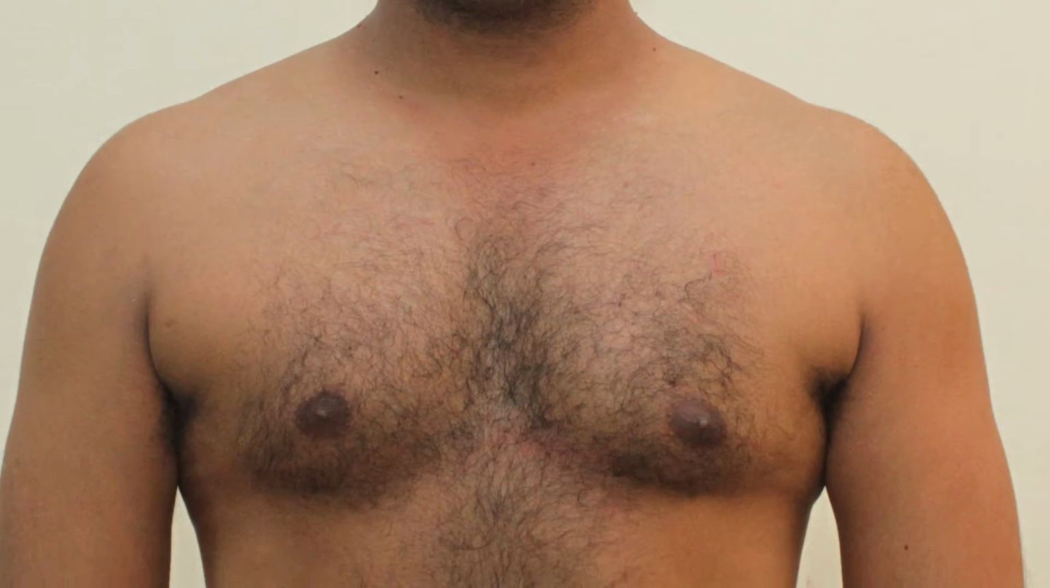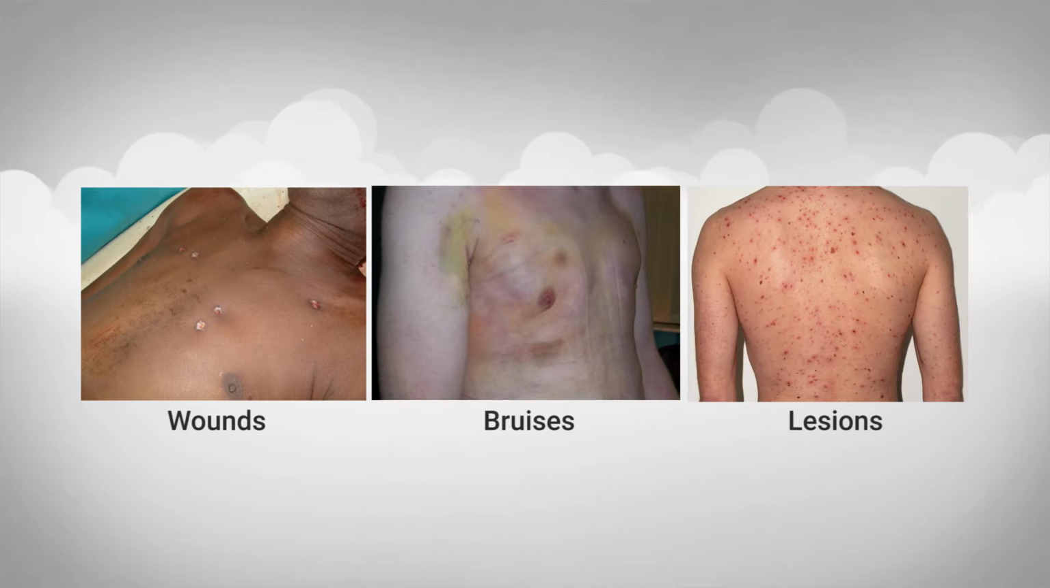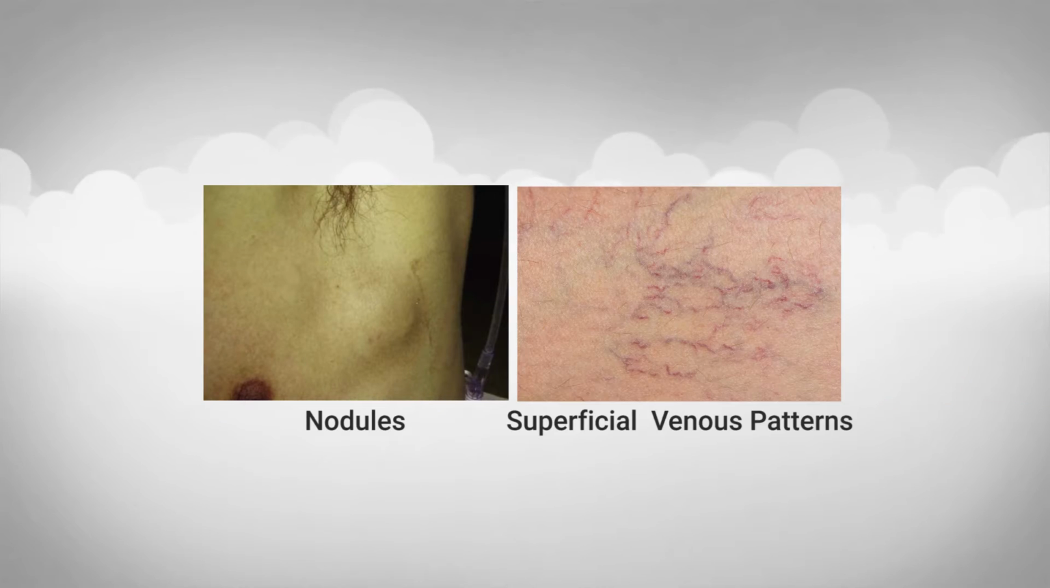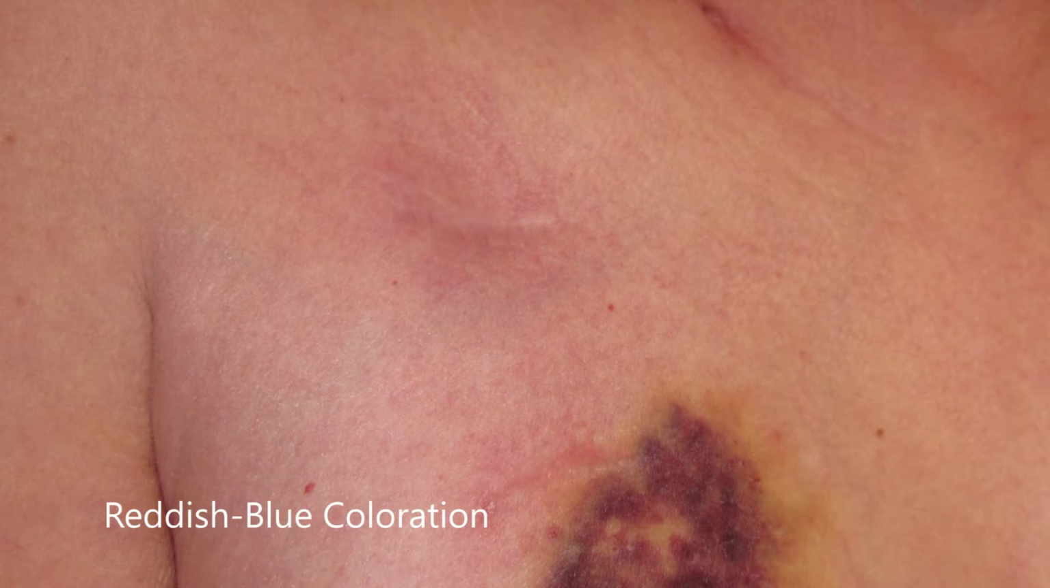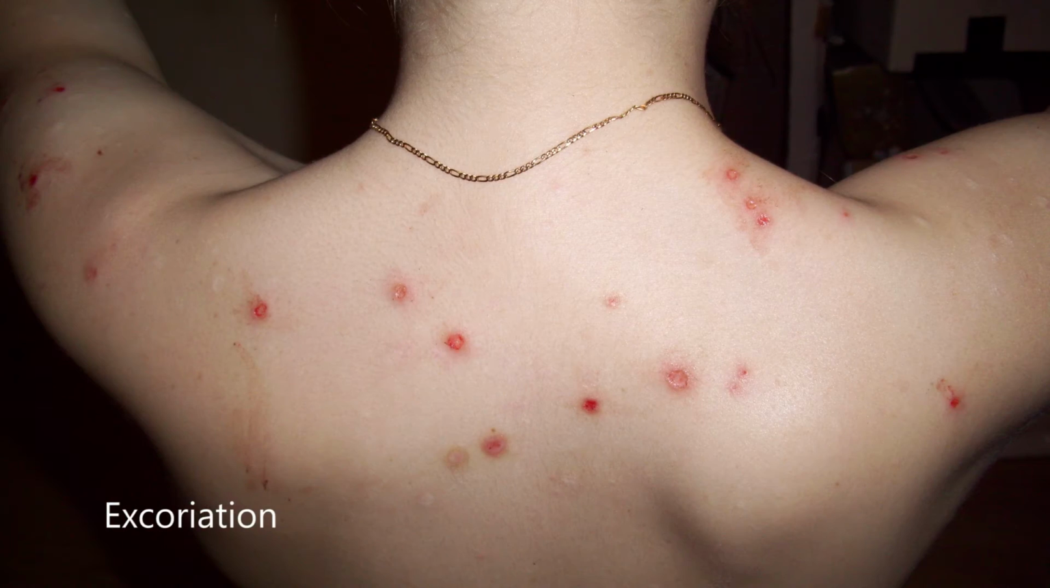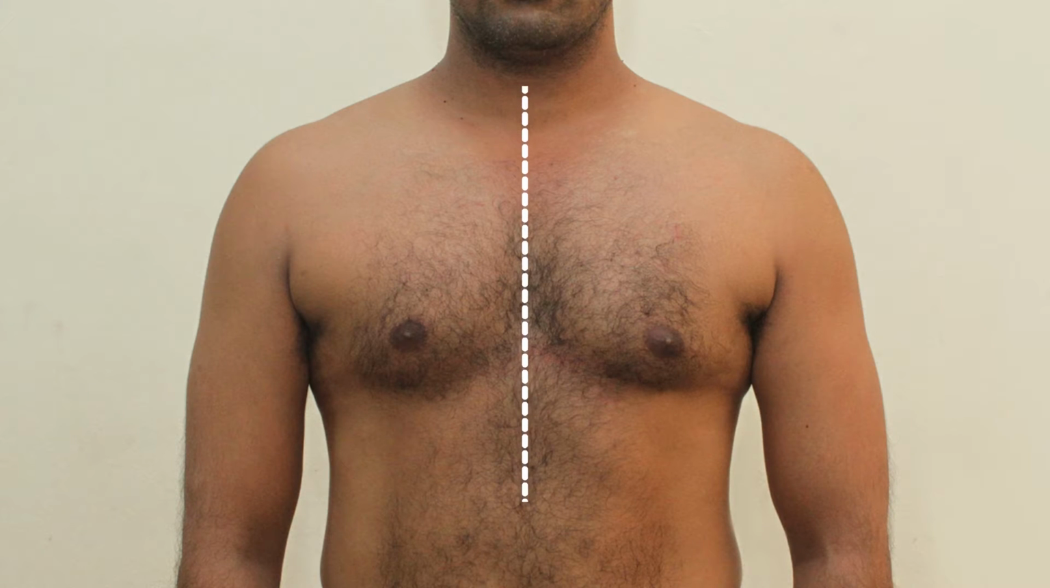Inspect the skin of the chest wall. Check for cyanosis or pallor, scars, wounds, bruises, lesions, nodules, or superficial venous patterns. Observe for red or reddish-blue coloration, excoriation, or exudate. Next, assess the shape and symmetry of the chest.